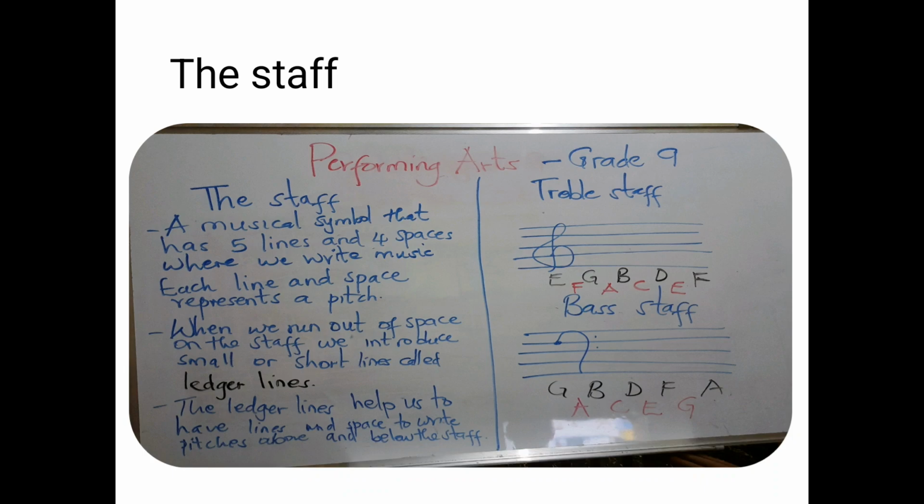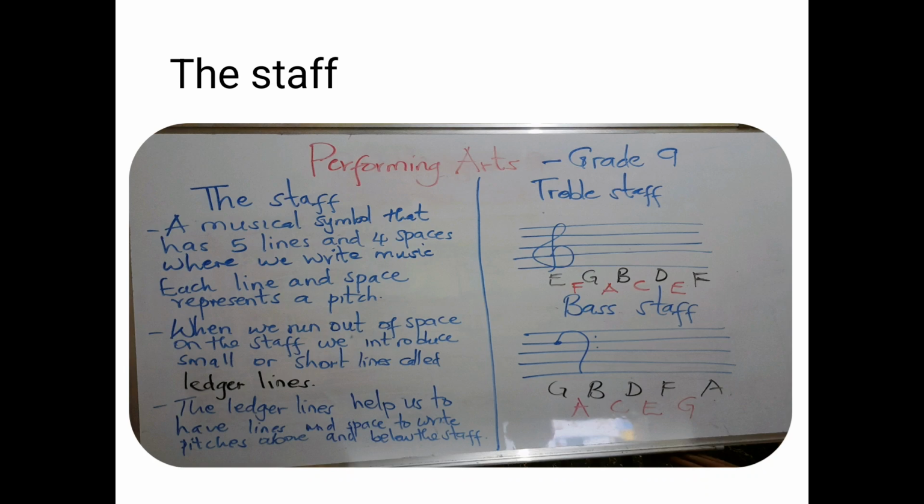Today we learn about the staff. The staff is a musical symbol with 5 lines and 4 spaces where we write music. Yes, there are very many types of staff depending on the clef that it bears. That means that a clef gives the staff the pitches that it has.